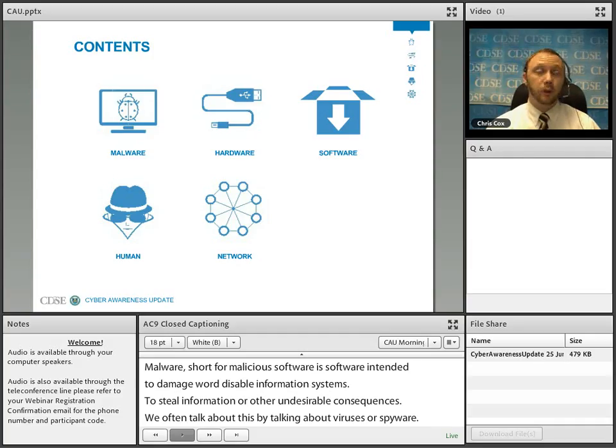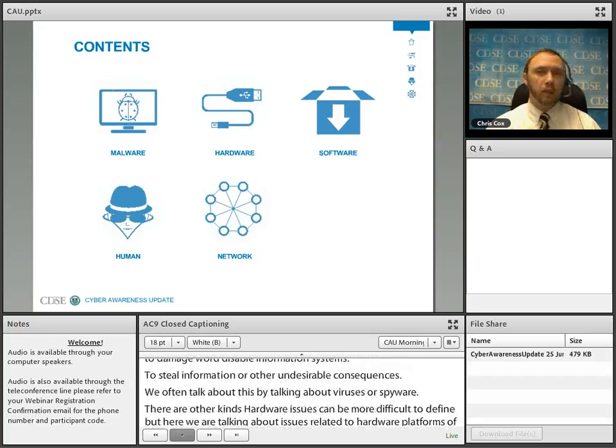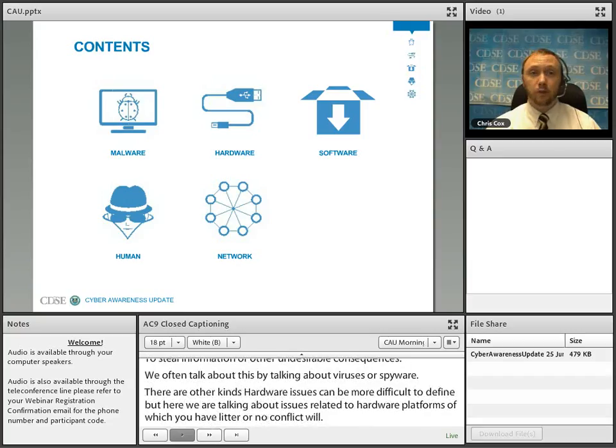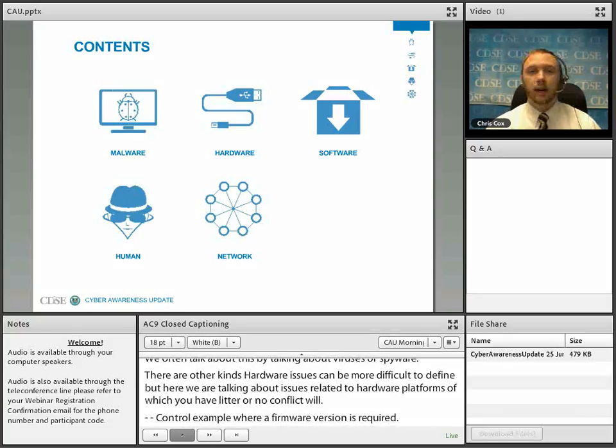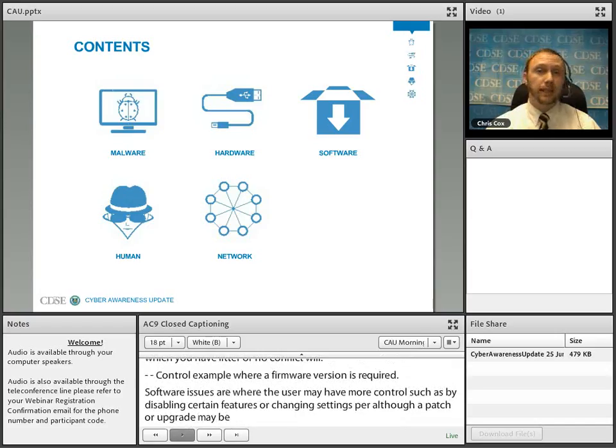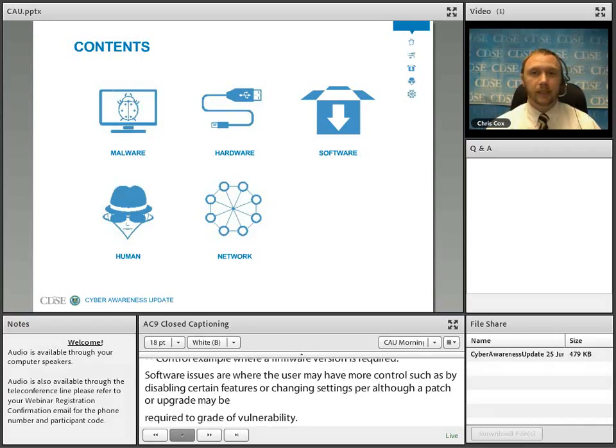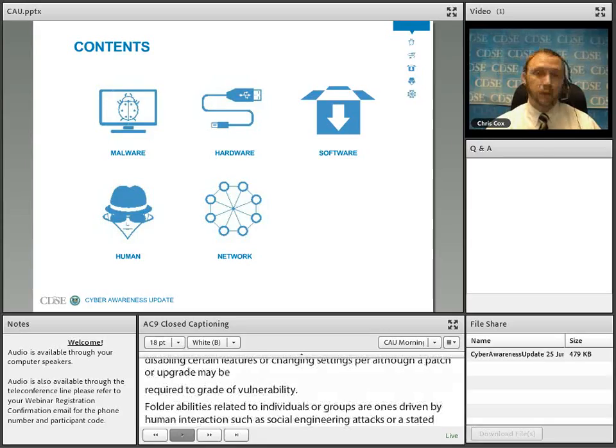Software issues are those over which the user may have a little bit more control, such as by disabling certain features or changing certain settings, although a patch or upgrade may still be required to remediate a vulnerability. Vulnerabilities related to individuals or groups are those that are primarily driven by direct human interaction, such as social engineering attacks or the stated intent of organized groups. And network vulnerabilities are those that primarily affect network components or infrastructure.